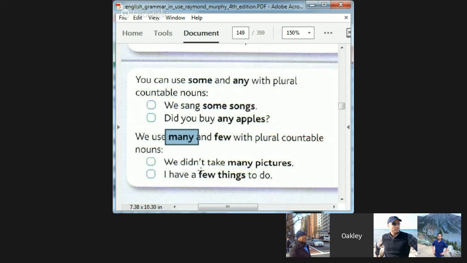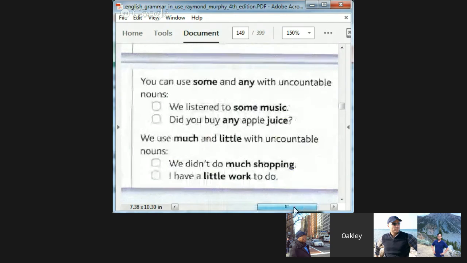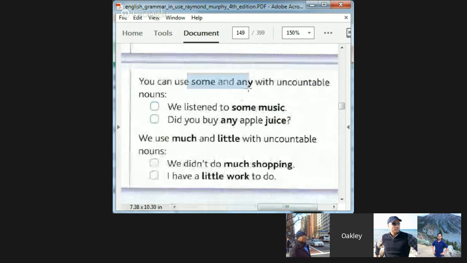Now, we use many and few with plural countable nouns. You can take many pictures. I have few things to do. You can use some or any with uncountable nouns as well. But again, with any, same thing: negatives or questions only. You can't use it in statements either way, with countable or uncountable.